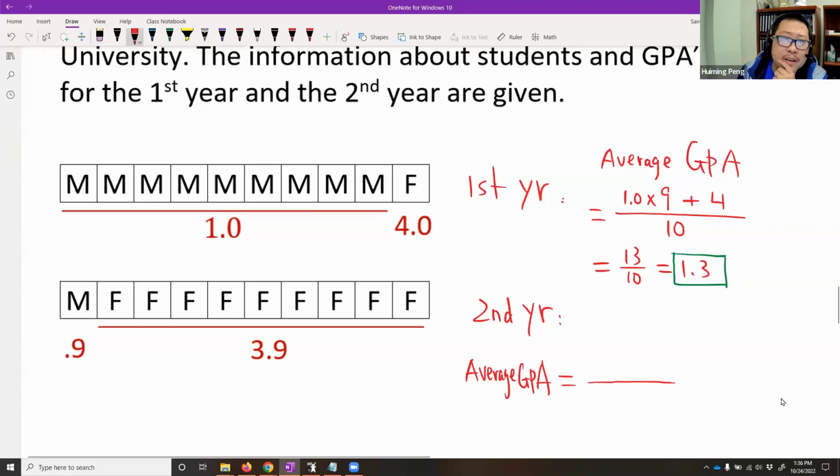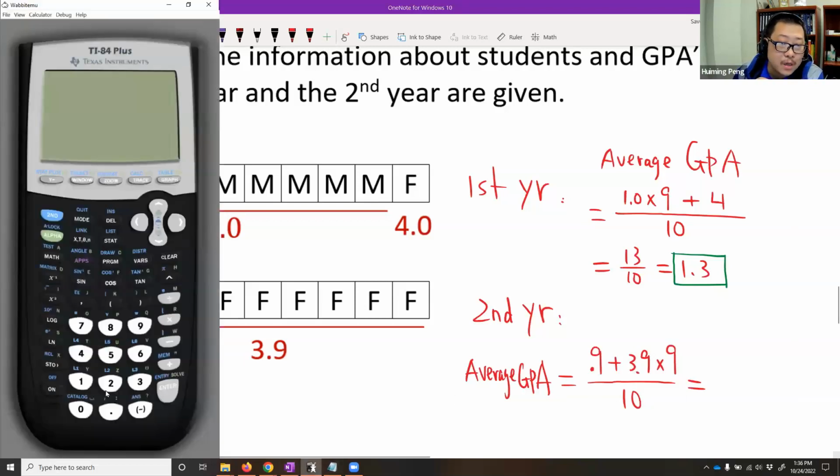However, we have something. Can you see? What's the overall GPA? The overall GPA is 0.9 for 1 male, and then 3.9 times 9 for each female, and then divided by 10. I don't know what the number is. It should be a good number. Can we do the calculation?